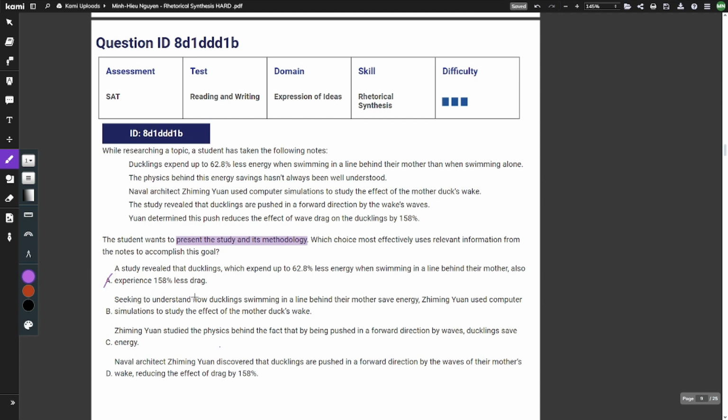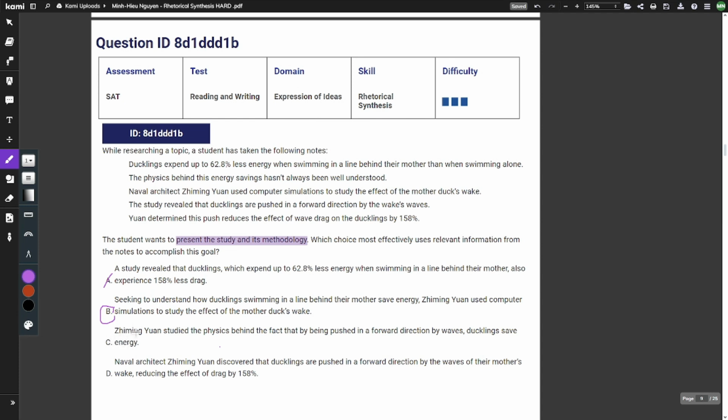B. Seeking to understand how ducklings swimming in a line behind their mother save energy, Jiming Yuan used computer simulations to study the effect of the mother duck's wake. Cool. This one does talk about the study, which is to understand how ducklings swimming in the line behind their mother save energy, and it also talks about how he found that out, which was by using computer simulations. So B is going to be our answer. Let's keep going on though.